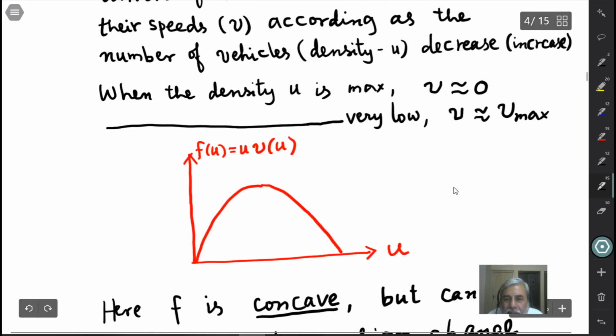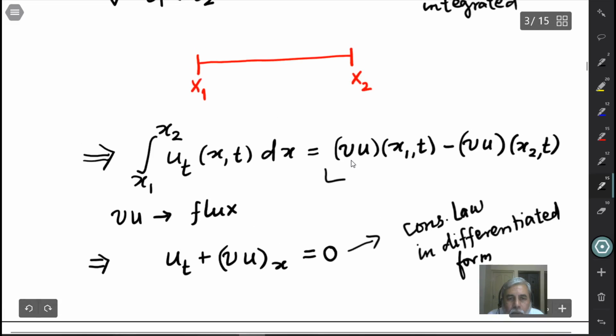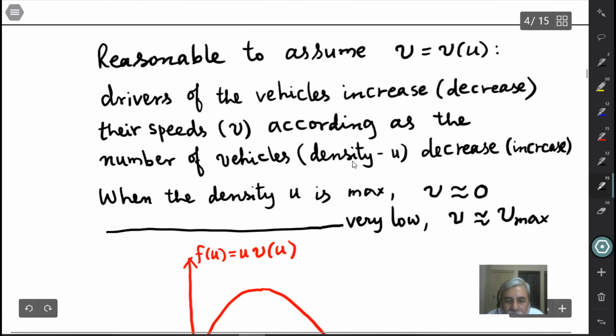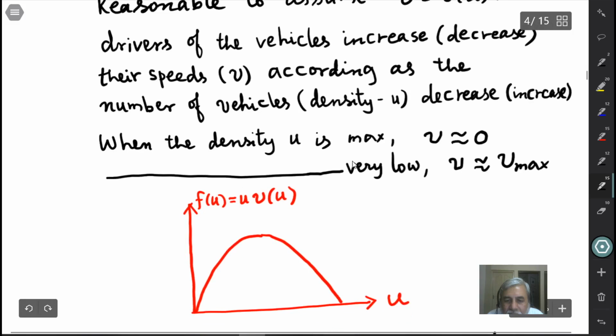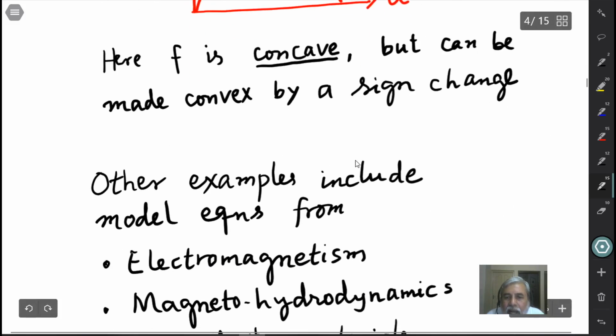So that's not a problem at all. This traffic flow problem also fits very well into the general theory of convex conservation laws. And I just mention here some other examples.